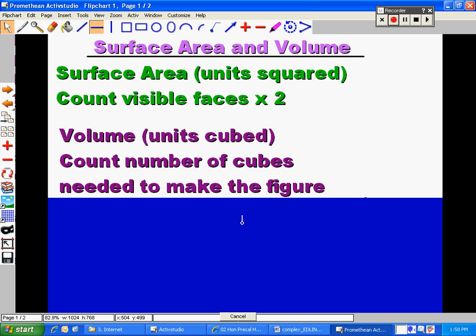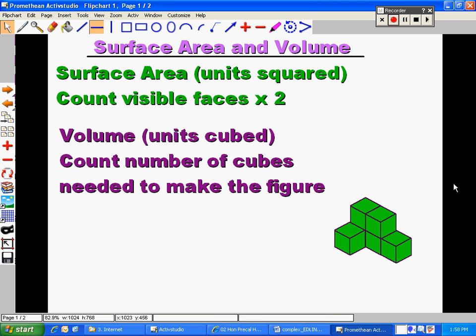Volume is the stuff inside the object. The amount of stuff inside the object is units cubed. To find the volume of the object, we're going to count the number of cubes it takes to make the figure. Not how many you see, but how many cubes needed to make the figure. So let's look at the figure below.